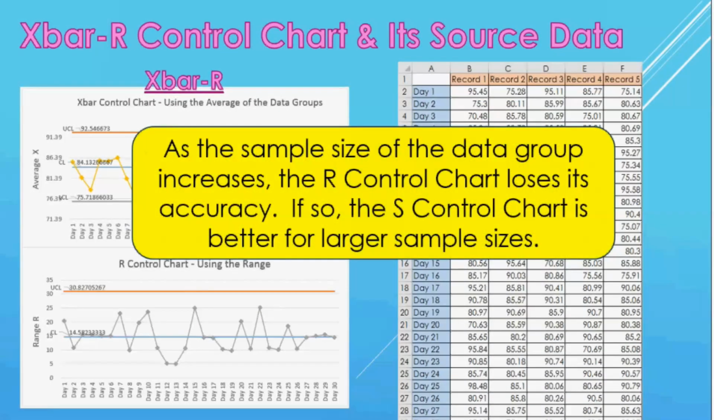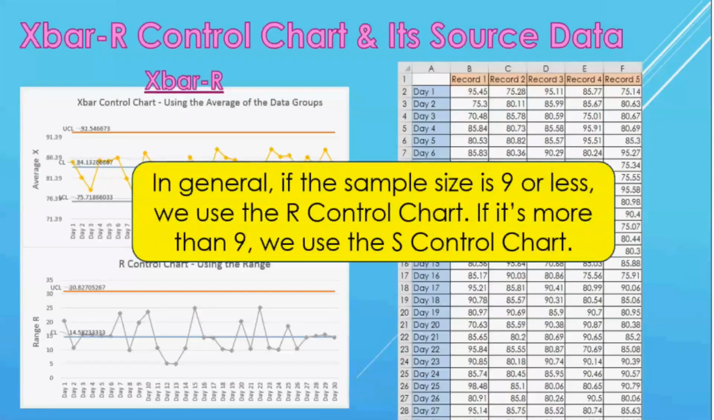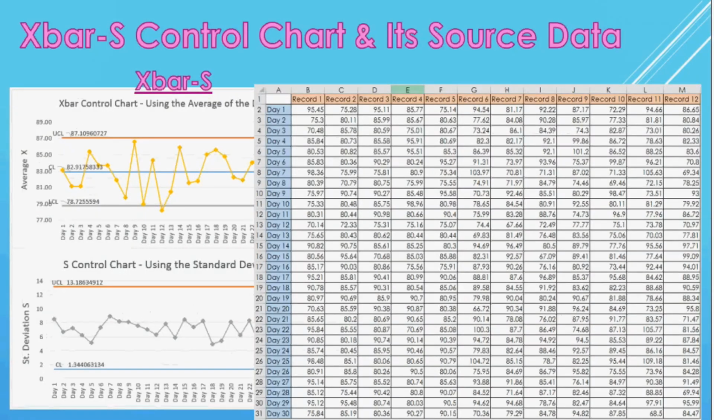As the sample size of the data group increases, the R control chart loses its accuracy. If so, the S control chart is better for larger sample size. Although there is no global standard, in general, if the sample size is 9 or less, we use the R control chart. If it's more than 9, we use the S control chart. This is the source data of the Xbar S control chart. In this example, the sample size is 12.